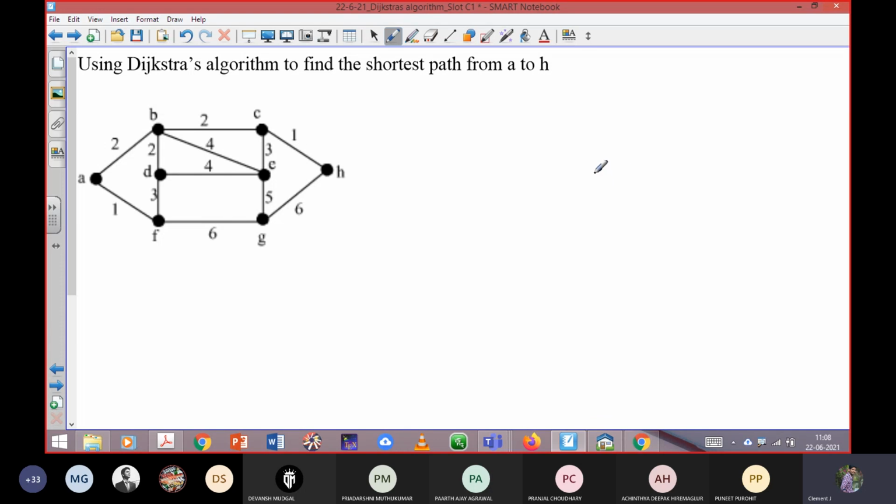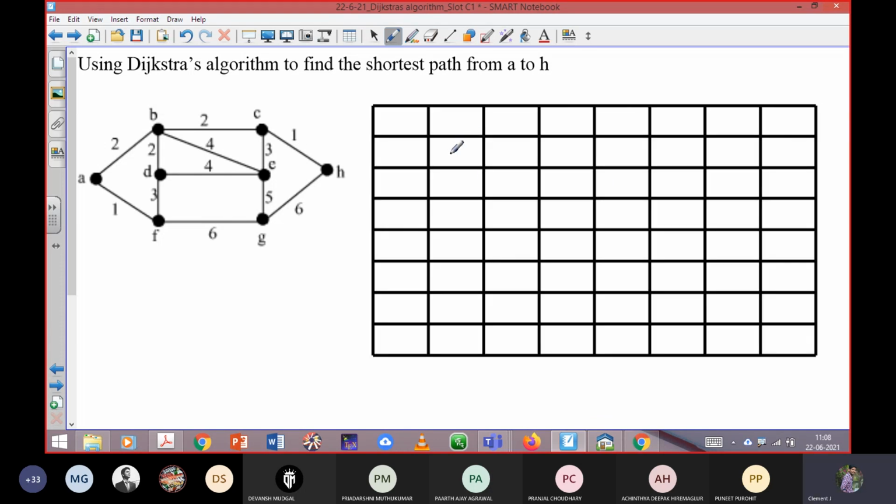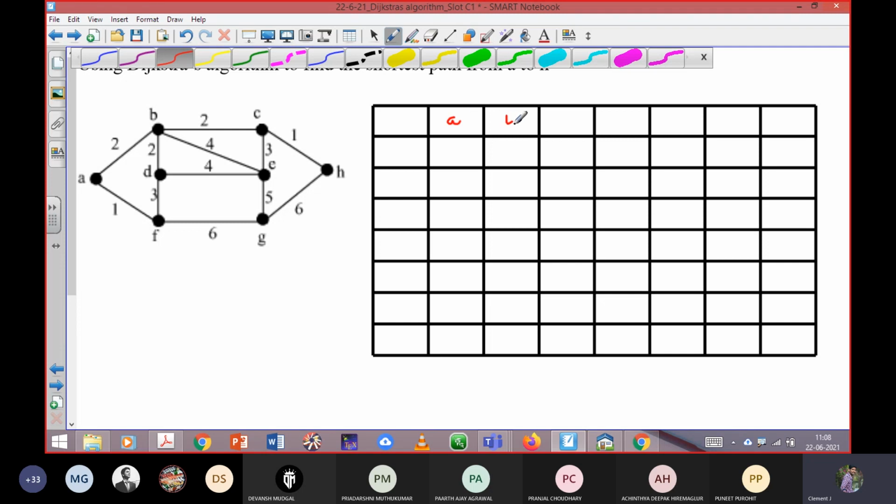So you can start at a vertex. Listen carefully. Okay, so first you can simply mention all your vertices: A, B, C, D, E, F, G, and H.